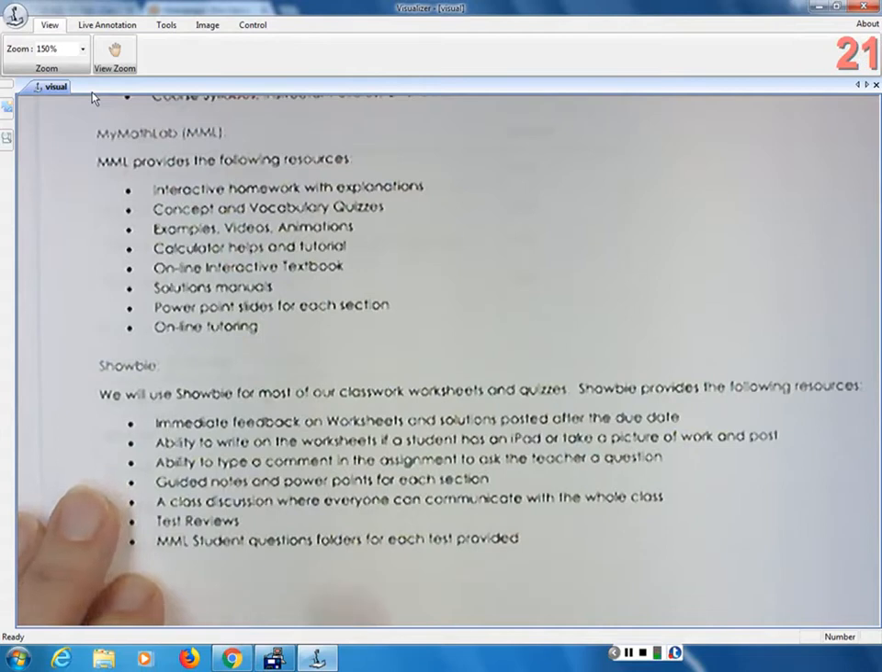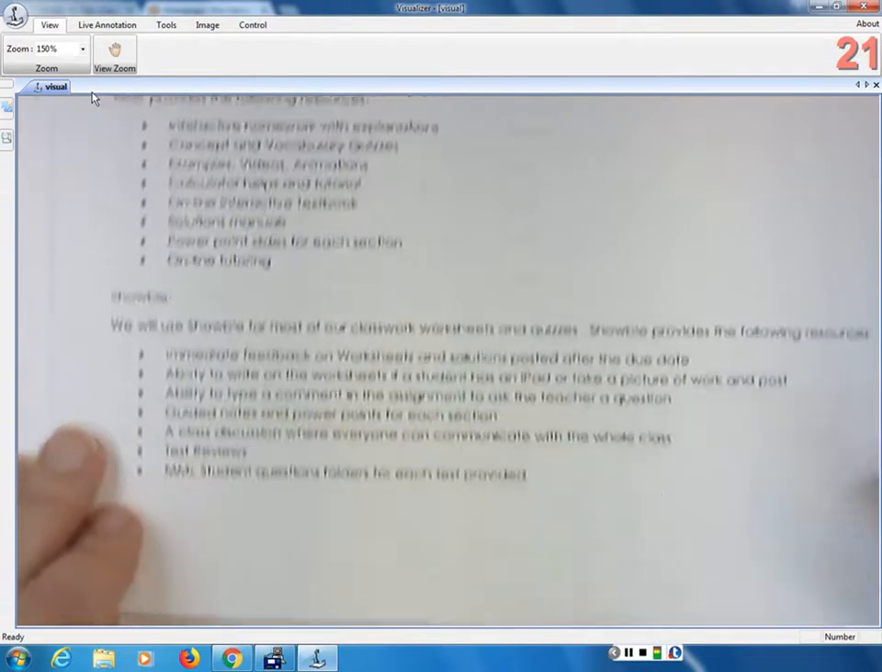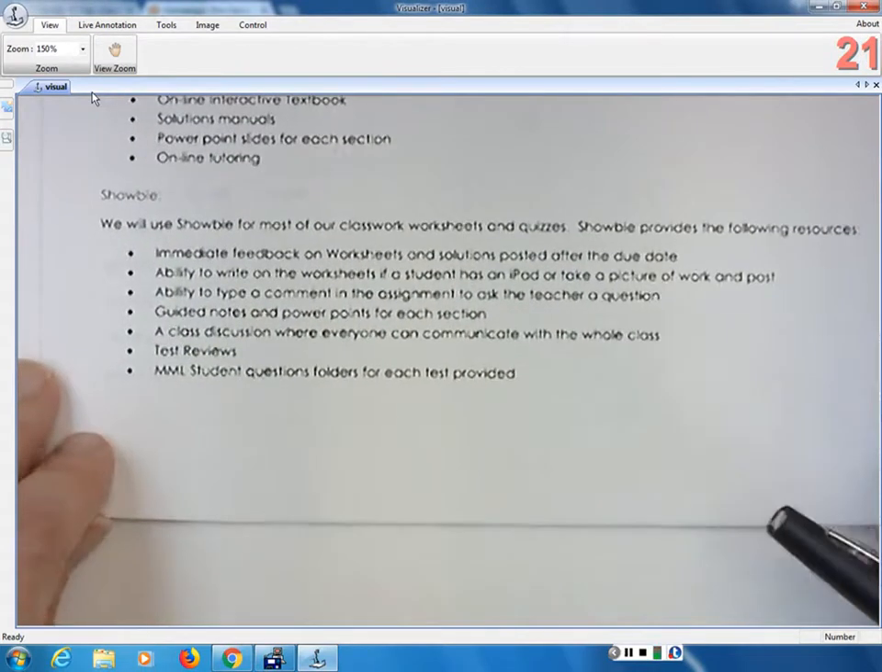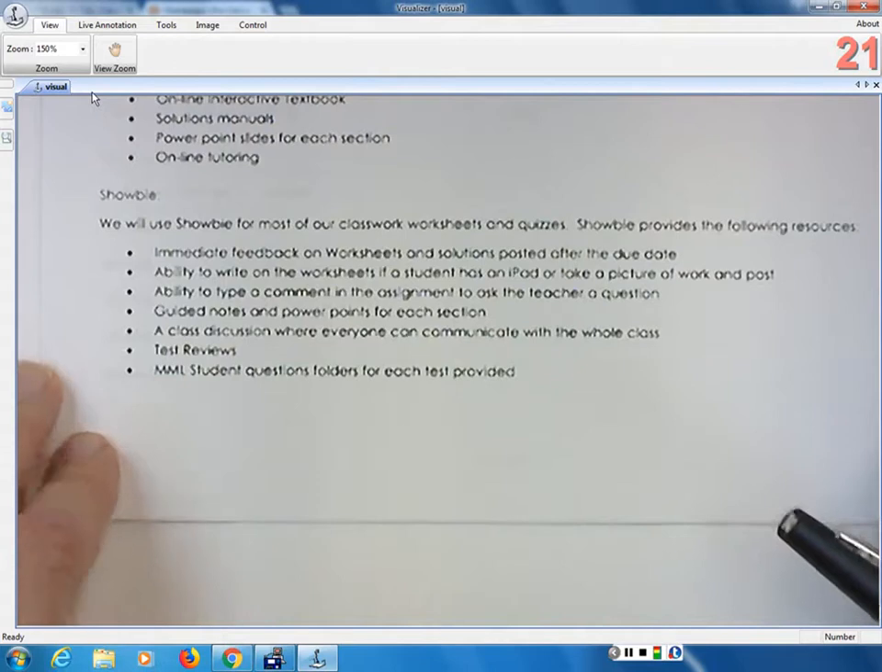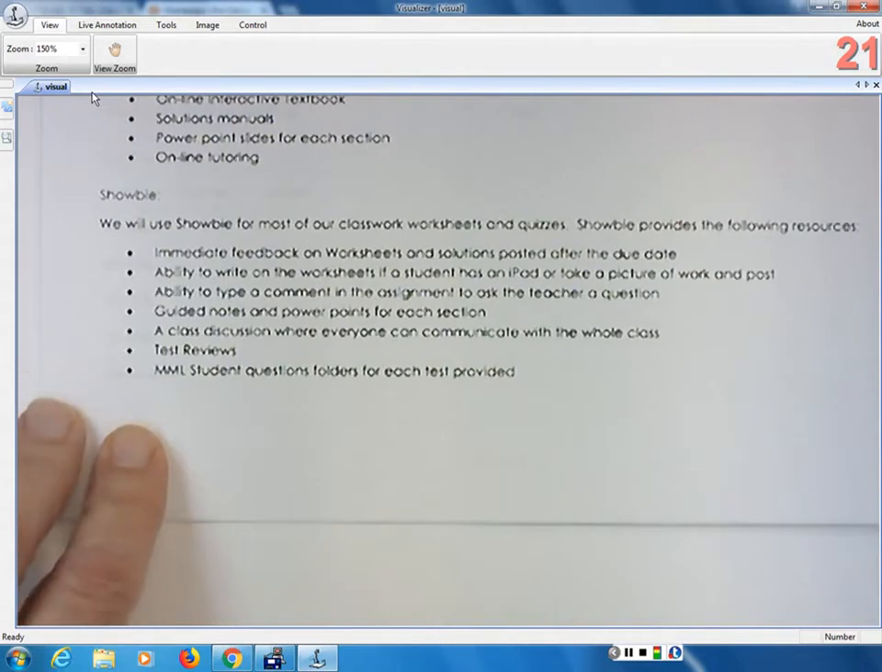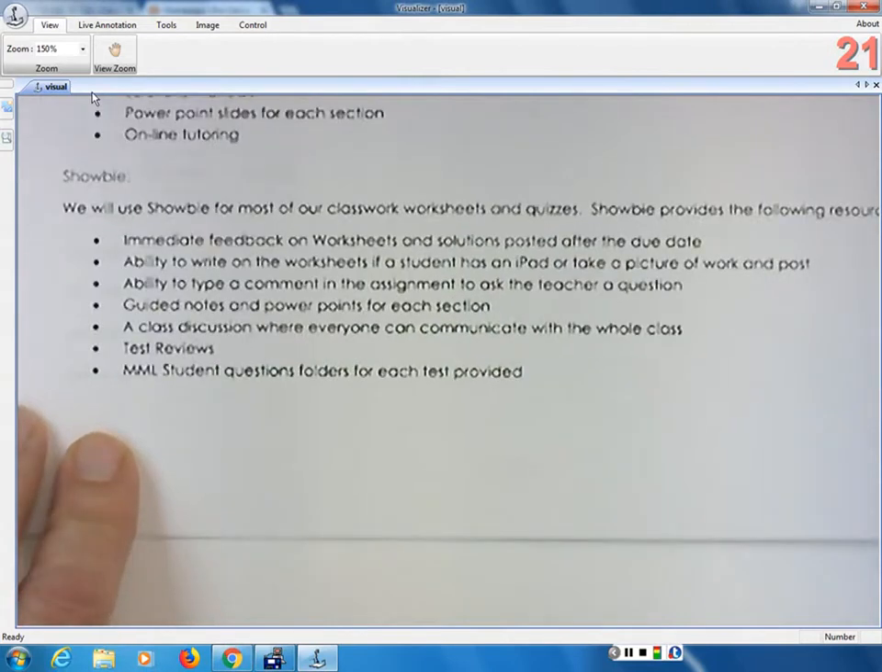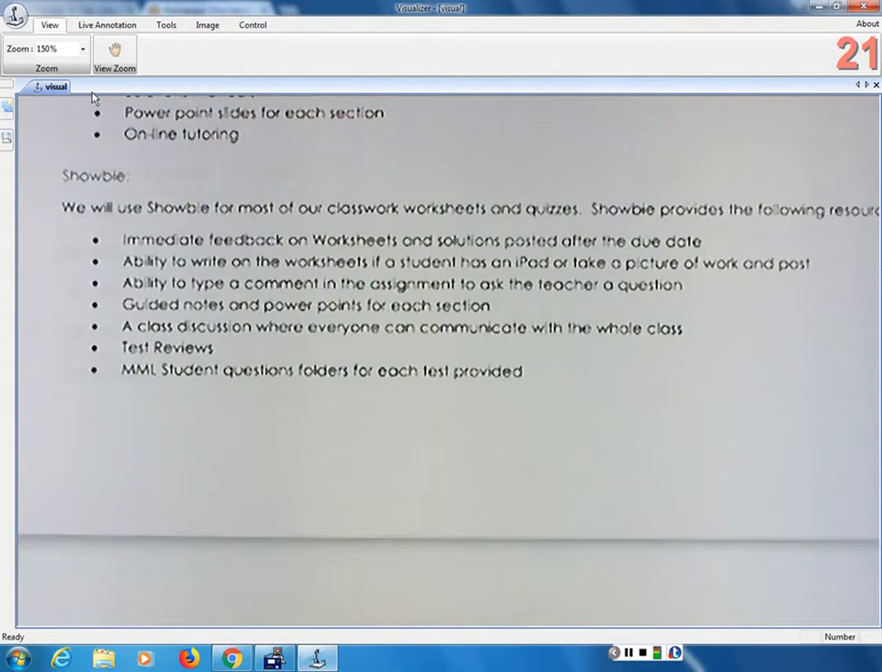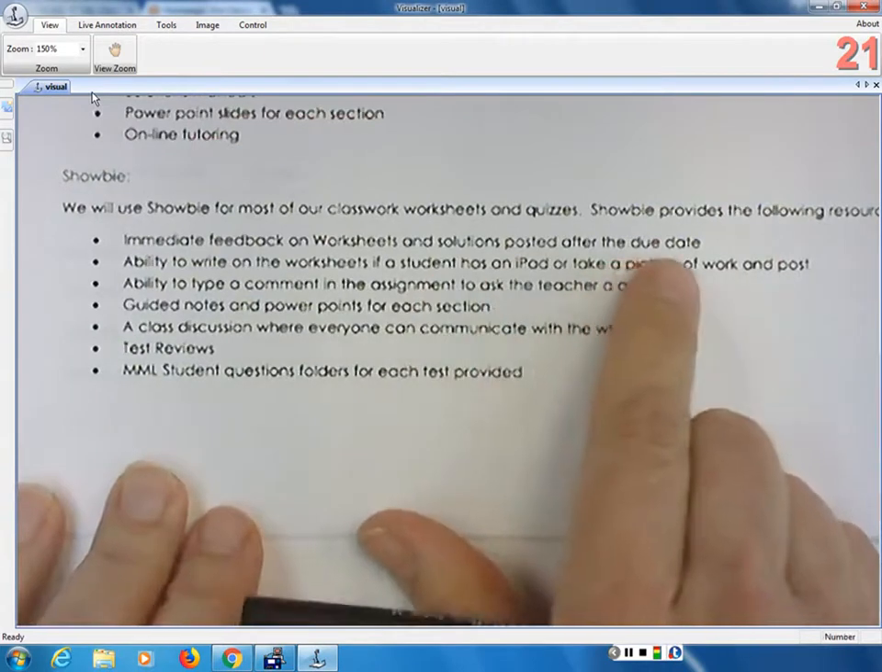So, there's even online tutoring. Shobi. We use Shobi. It just takes a lot of practice. And so MathLab's not good enough. I'm not collecting your work for MathLab. It's just not good enough. The reason we use Shobi is it provides immediate feedback on your worksheets. And then I post the solutions after the due date there.